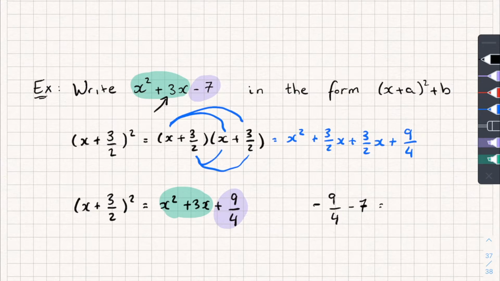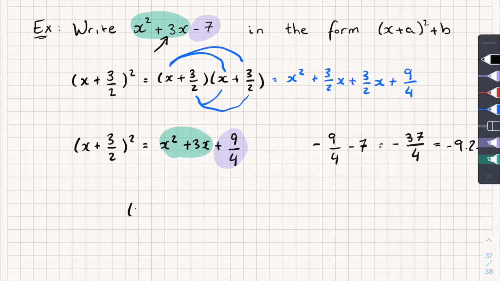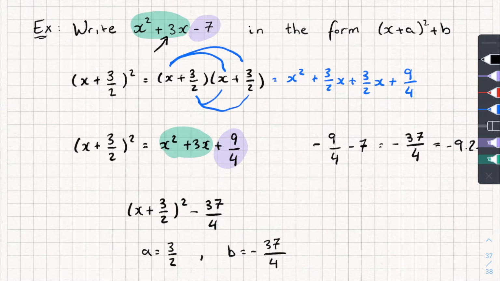Now, to save me time, I'm just going to work this out on my calculator. So negative 9 over 4, subtract 7. That takes me to negative 37 over 4. So I need to subtract 37 over 4, which if you want it as a decimal is 9.25, from what I've got to get me to the original. So I'm going to write x plus 3 over 2 all squared, subtract 37 over 4. And that equals the original quadratic equation, where a is equal to 3 over 2 and b is equal to negative 37 over 4. So even with trickier ones like this where we've got fractions, it's still not too tricky, okay?